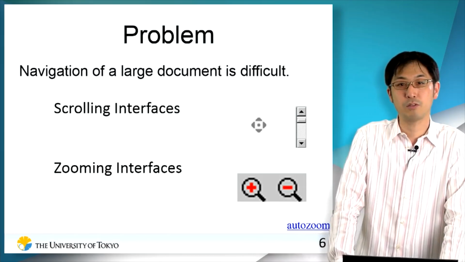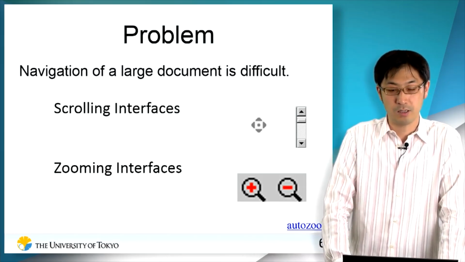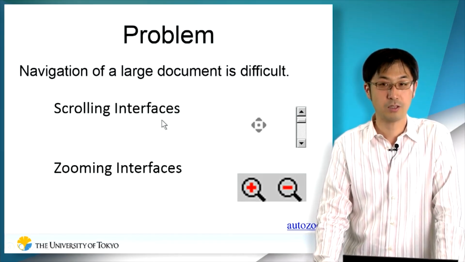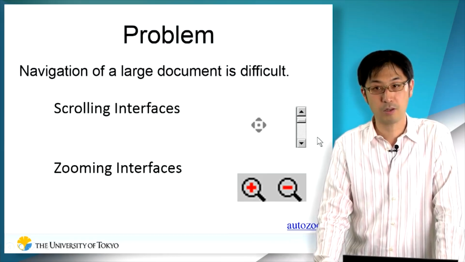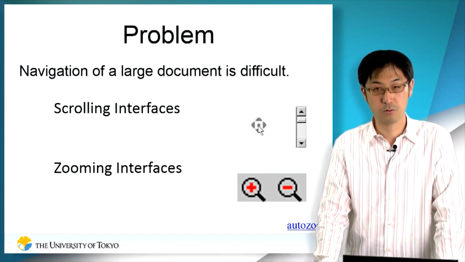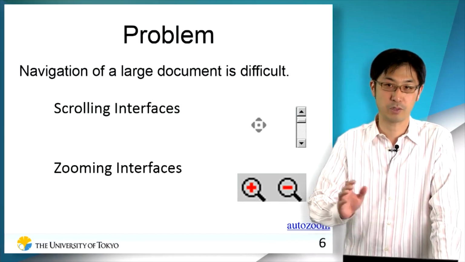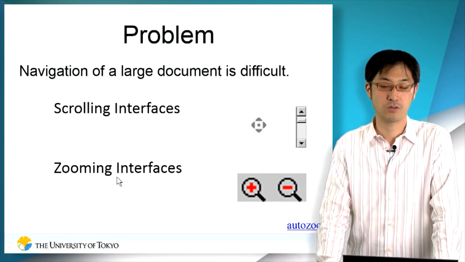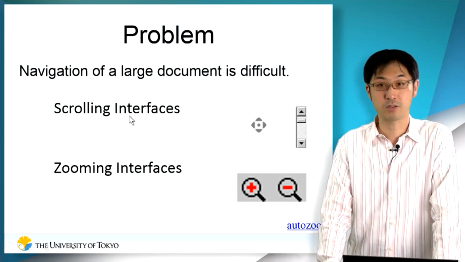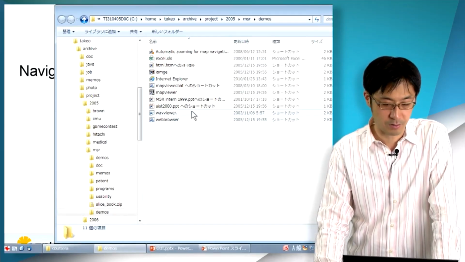The problem we want to address here is that navigation of a large document is difficult. Currently, the dominant techniques are scrolling and zooming. Scrolling usually uses a scroll bar. However, it can be tedious sometimes to control a very small knob. You can also use rate-based speed-dependent scrolling, but it's very hard to control when you're moving too fast. A typical approach is to use zooming interfaces for large documents, but you have to combine scrolling and zooming and that can be confusing. Let me describe with specific examples.